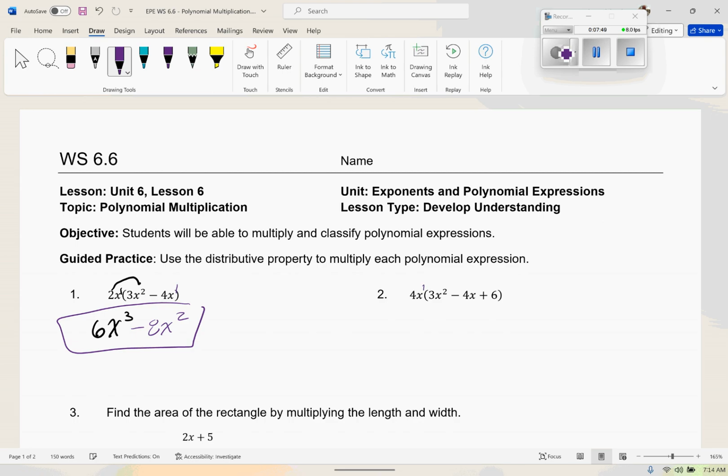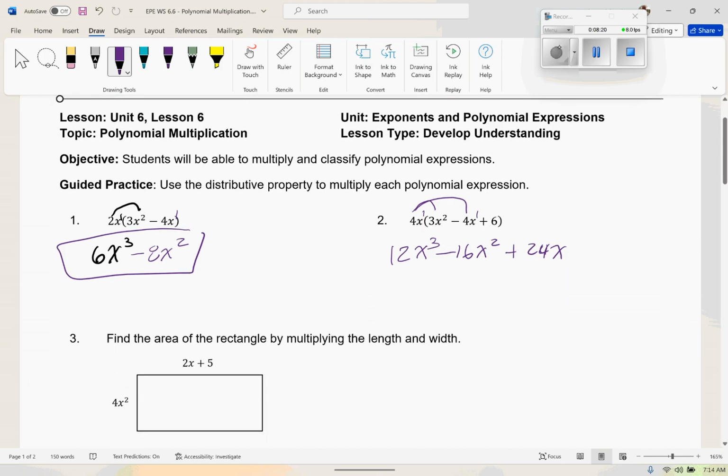Problem number 2, realize that's 4x to the first, so you distribute here. So 4 times 3 is 12. X to the first times x to the second is x to the third. Remember, you add the exponents. And then I get 4 times negative 4 is negative 16. X to the first times x to the first is going to be x to the second. Then I get 4x times 6 is going to give me 24x. And let's see, if we use the distributive property, multiply each polynomial. Cool, that's all we have to do.